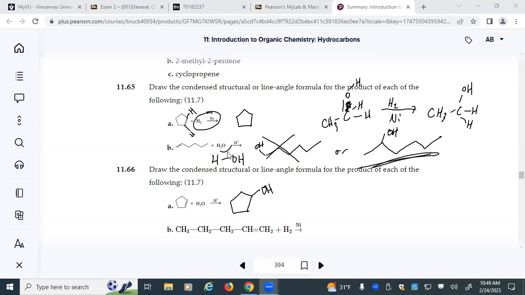So in a case like this, 66B, I've got a 1, 2, 3, 4, 5-carbon chain. This was 1-pentene. It's just going to turn into pentane. The double bond is going to go away with the hydrogenation reaction.